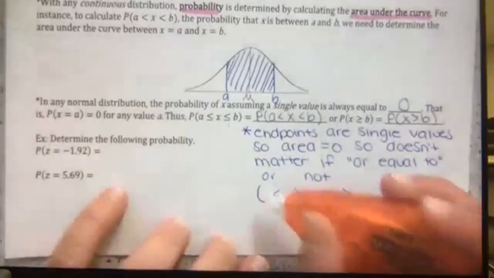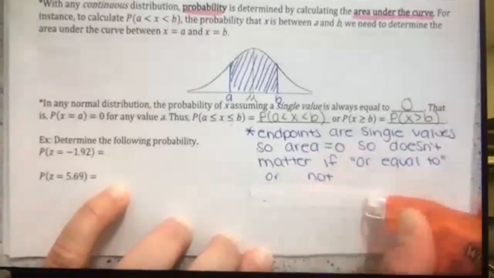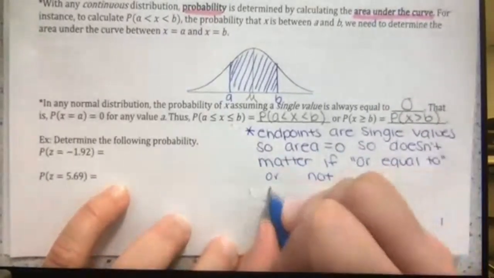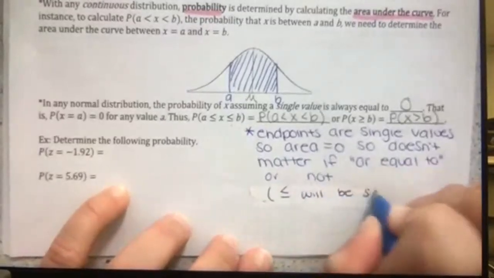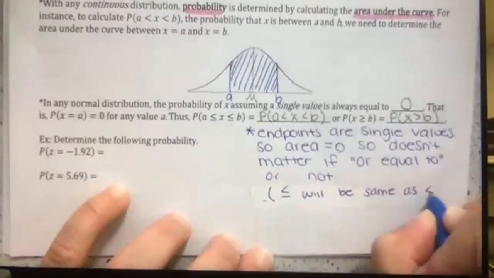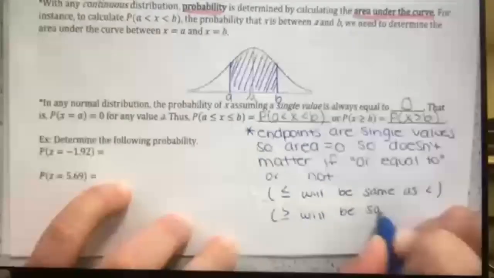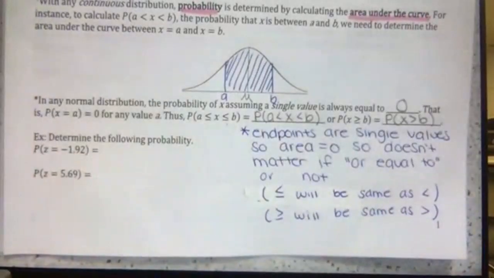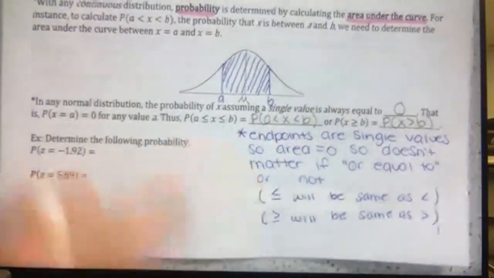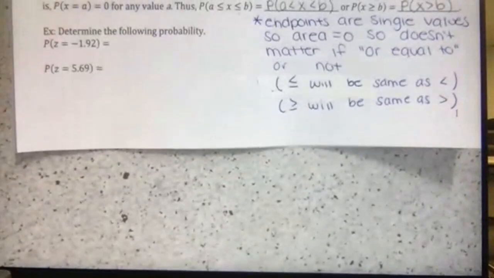So if it's less than or equal to, it will be the same as just less than. Greater than or equal to will be the same as greater than. That "or equal to" doesn't matter. It's a single value. At a single value, our area is 0, so it doesn't change our answer. It doesn't change that shaded area.